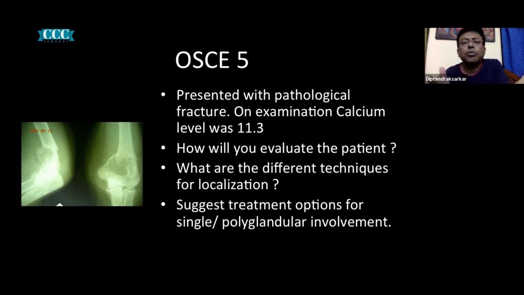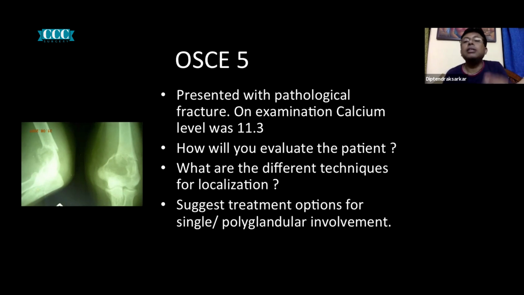The number 3 answer that you are going to write is a SPECT CT. We routinely do a SPECT CT in all patients, and that's part of the international guideline. And these 3, that is a combination of ultrasound and MIBI scan and a SPECT CT, almost give you 96% preoperative localization. So the answer to the question will be 3. For evaluation, you are going to go for a serum calcium, urinary calcium, serum phosphate, urinary phosphate. For localization, you are going to write about ultrasound, MIBI scan, and SPECT CT.